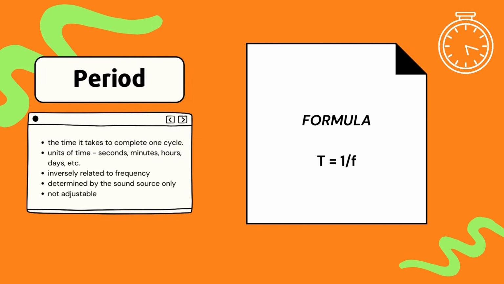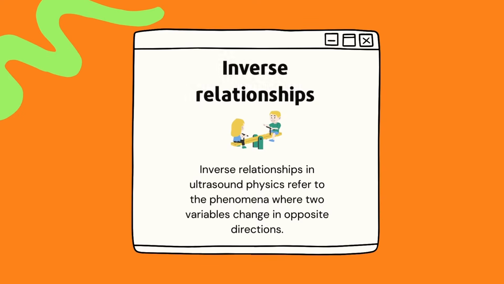Now here's an interesting relationship. Period and frequency are inversely related. Now, what does that mean? Well, imagine a seesaw. When one side goes up, the other side goes down. This is a simple way to describe an inverse relationship. When the frequency is higher, the period is shorter, and vice versa.